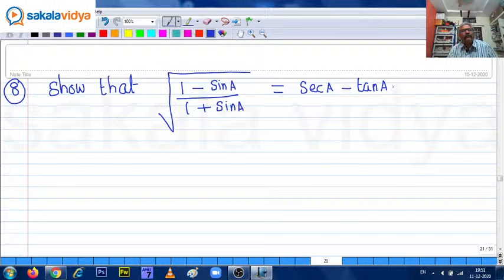So this time multiply both numerator and denominator with root over 1 minus sin A. Then you will get the answer. This is also one of the important problems, may come in the final examination. There is a chance of getting.